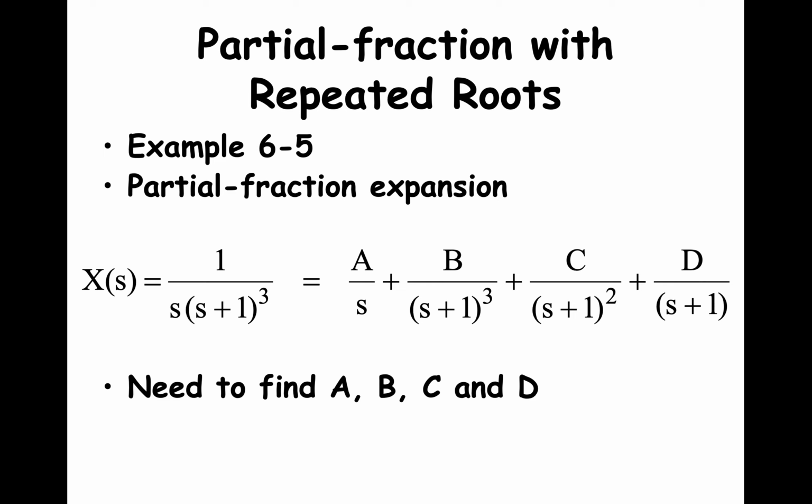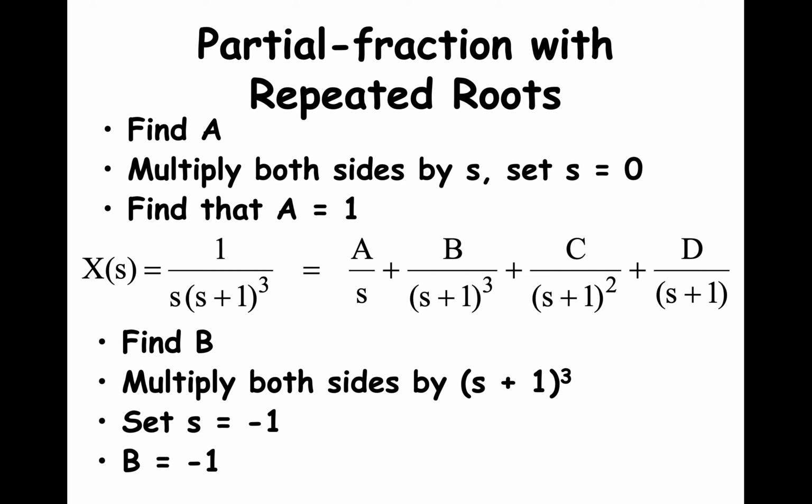Knowing this, we can write the partial fraction expansion using all of the repeated roots and the root of 0. So we can get an expression of a over s, which is the term for the 0 root. Then we write the repeated roots terms, b over (s plus 1) cubed, c over (s plus 1) squared, and d over s plus 1. We don't know a, b, c, d, and we need to find them.